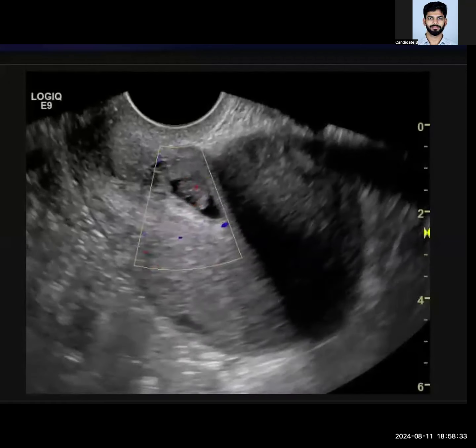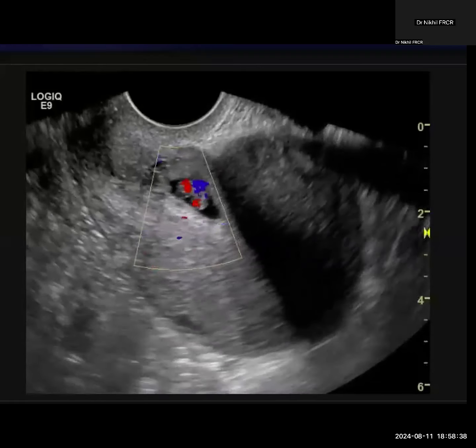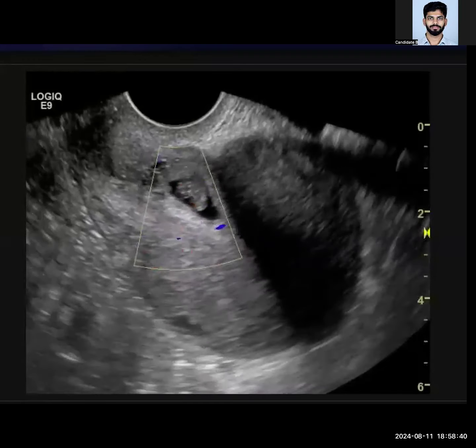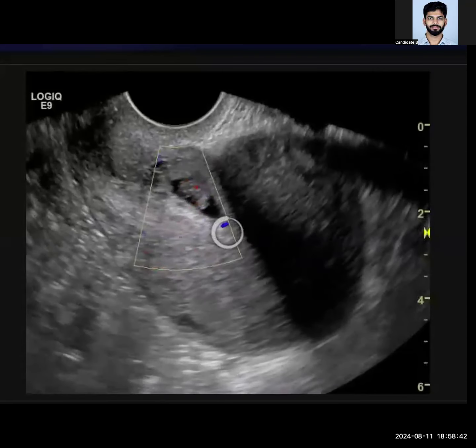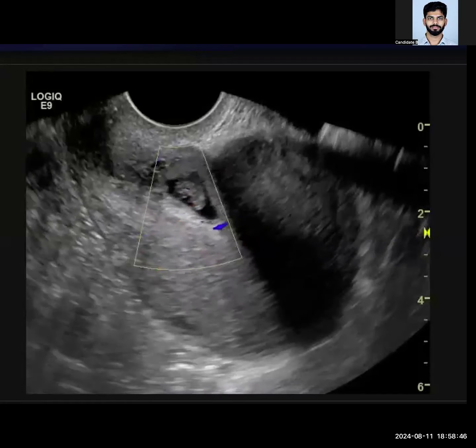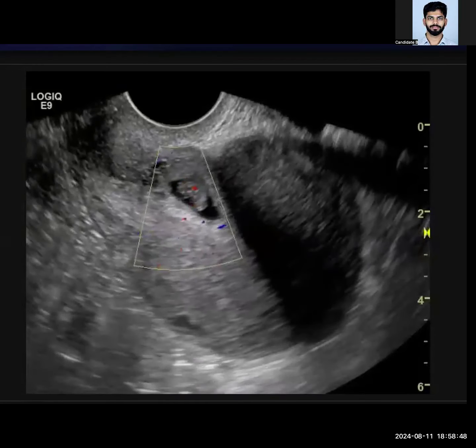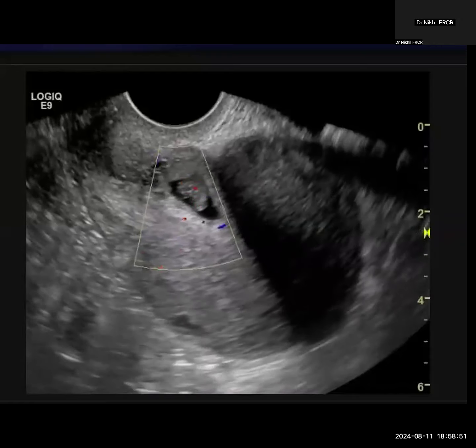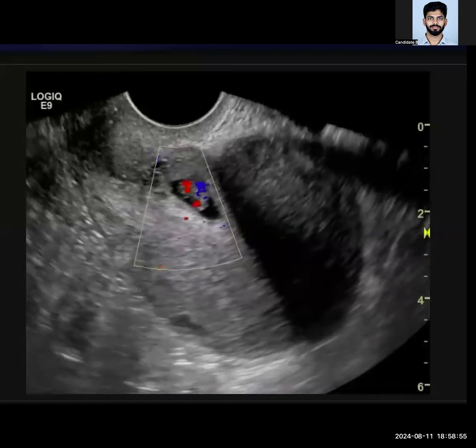What complication are you anticipating? The rupture of the uterus. What do you think is the treatment plan now? Immediate termination of the pregnancy. How would you terminate? How would you generally recommend? Laparoscopic.